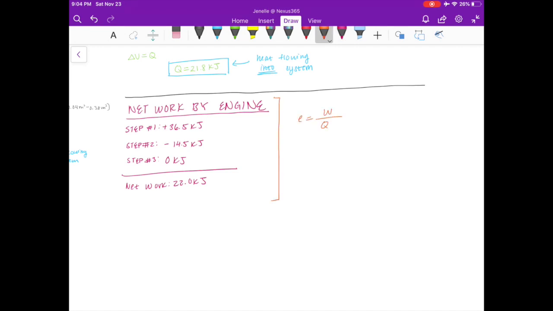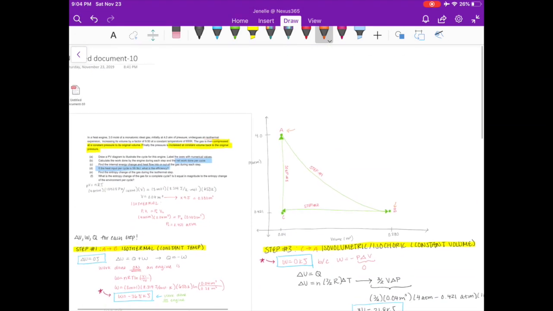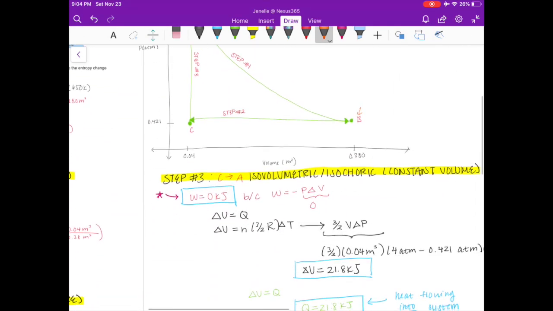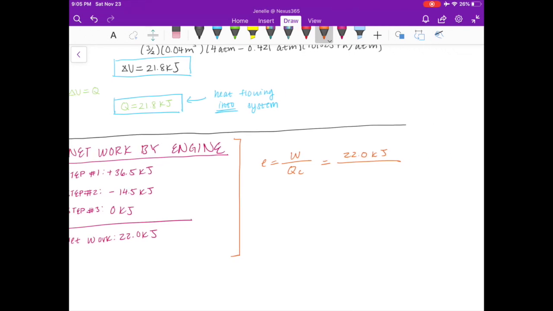The efficiency of a system is defined by the work output divided by the heat input. In this case, the net work output is 22.0 kilojoules, but there was 58.3 kilojoules of heat inputted. So the efficiency in this case is equal to 37.8%.